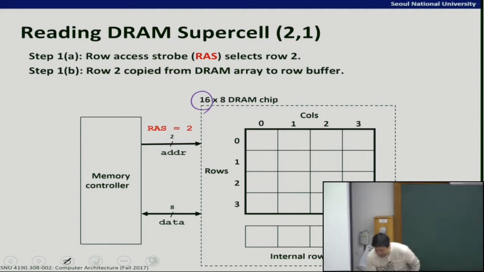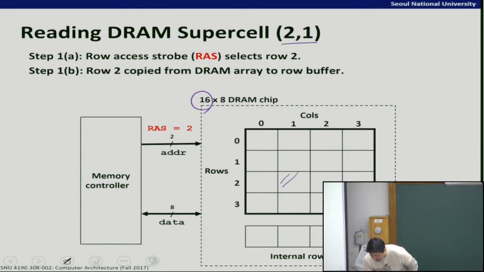First, in order to access this supercell 2-1, you have to first send a RAS command to the DRAM. Then you send the RAS command with address 2. Then the value of the entire row 2 will be copied down to the internal row buffer. There's a row buffer internally. So once the DRAM receives this RAS command, this entire row 2 will be copied over to the internal row buffer, like this.